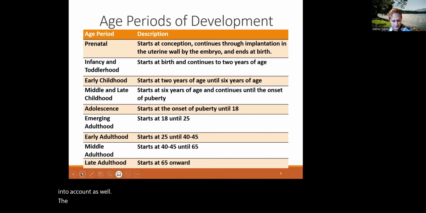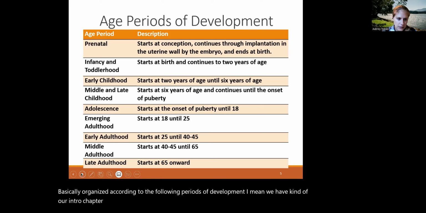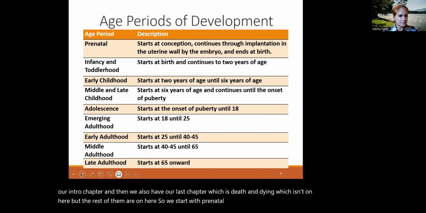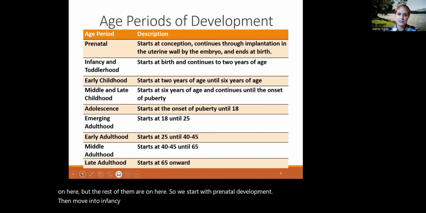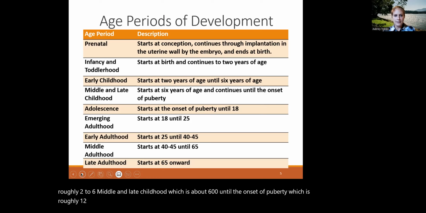The age periods of development. Our class and our textbook is basically organized according to the following periods of development. I mean, we have kind of our intro chapter, and then we also have our last chapter, which is death and dying, which isn't on here, but the rest of them are on here. So we start with prenatal development, then move into infancy and toddlerhood, those first few years of life, early childhood, which is roughly 2 to 6, middle and late childhood, which is about 6 until the onset of puberty, which is roughly 12 years of age, adolescence, the beginning of puberty until age 18.